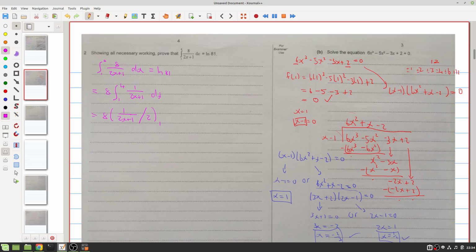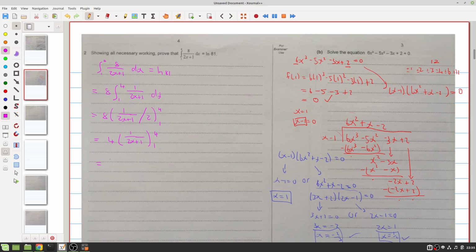Okay, and then we have to plug in 1 and 4. Okay, let's simplify that a little bit. So 8 times 1 over 2x plus 1 divided by 2 is going to be, well, we can probably just do it like this actually. We can do 8 divided by 2, which is going to be 4. So 4 times 1 over 2x plus 1 from 1 to 4. Okay, so what we want to do now is substitute the 4 in and then substitute the 1 in and subtract those from each other.